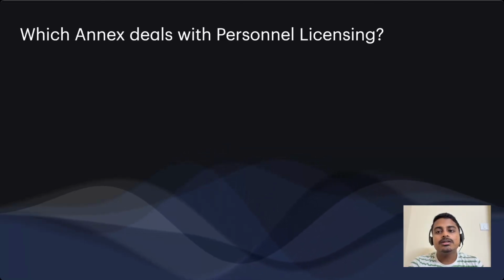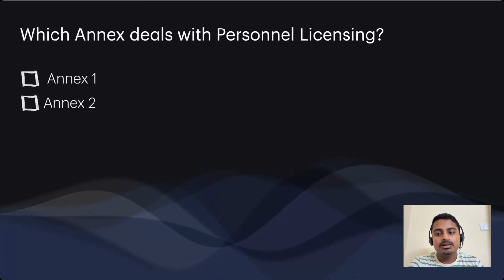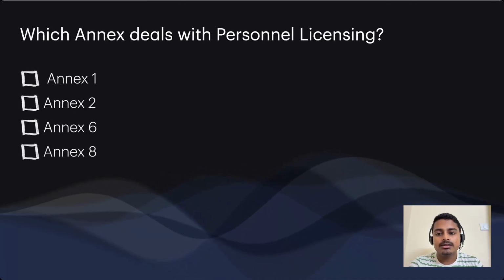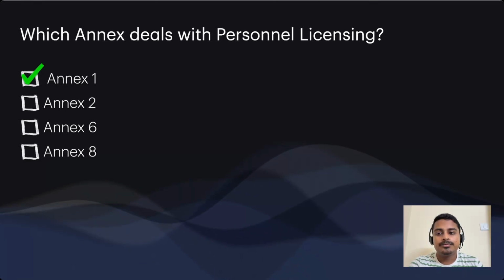Which annex of the ICAO deals with personnel licensing? Is it Annex 1, Annex 2, Annex 6, or Annex 8? It is Annex 1.